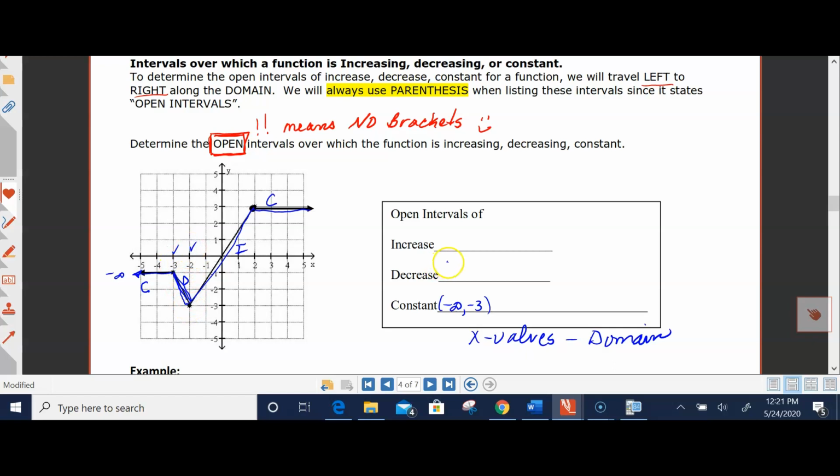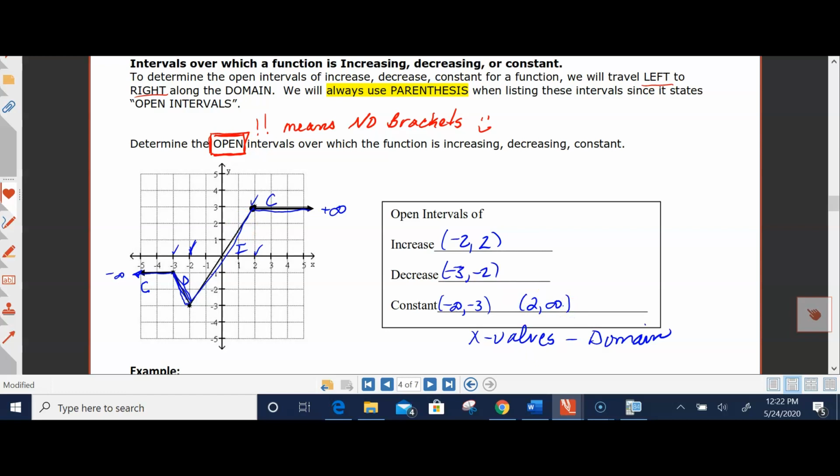All right, for my decreasing interval, it starts right here at negative 3 and stops decreasing at negative 2. So negative 3 to negative 2. No brackets, and the smallest number goes first. Increasing starts right here at negative 2 and stops up here at positive 2. X values only. So negative 2 to positive 2 would be an increase. And then finally, I have one more constant interval that starts at 2 and stops at infinity. So it's going to be 2 to infinity.